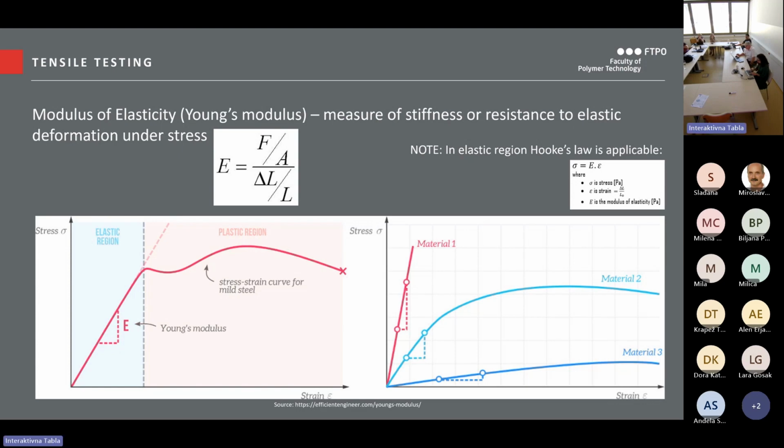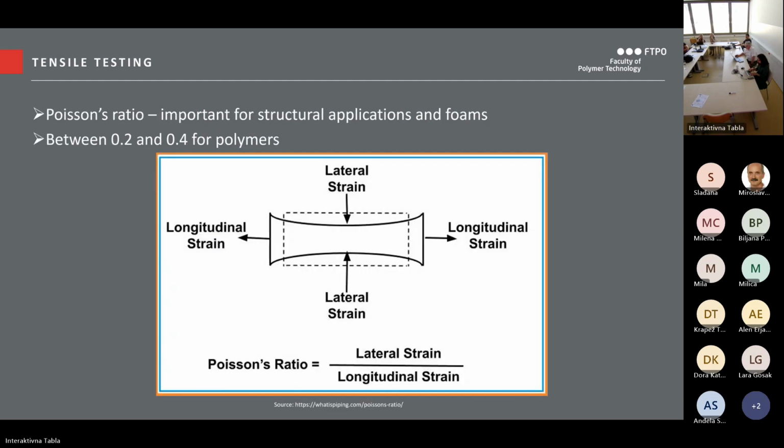Again, we have some different stress strain curves for different materials. With material number one, we have high modulus, high stiffness. Material two is somewhere in between. And material three is very flexible, rubber-like, a low modulus material.